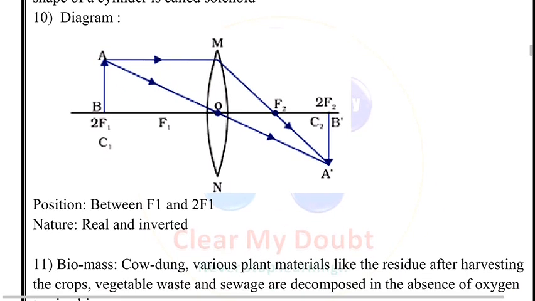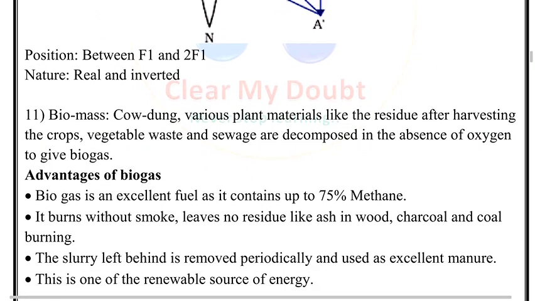Okay, so next question, question number 11. What is biomass? What are the advantages of using biogas? Answer is, biomass: cow dung, various plant materials like the residue after harvesting the crops, vegetable waste and sewage are decomposed in the absence of oxygen to give biogas.